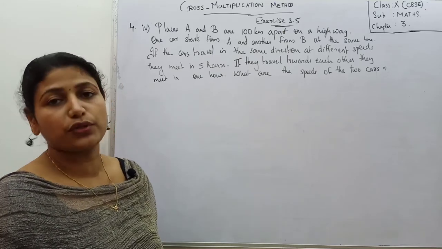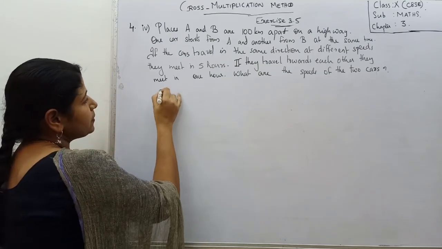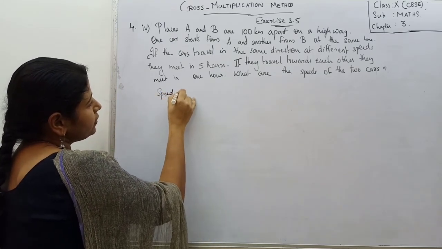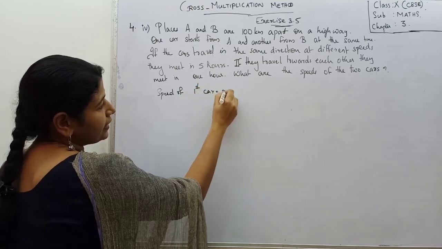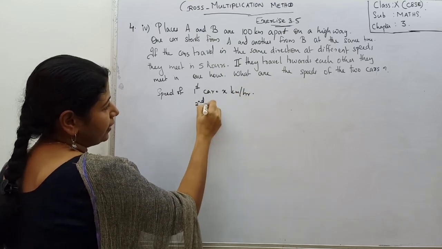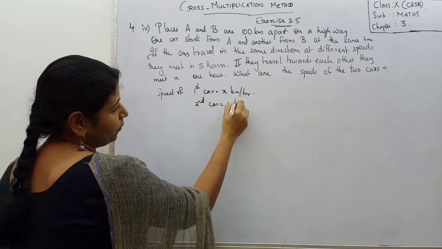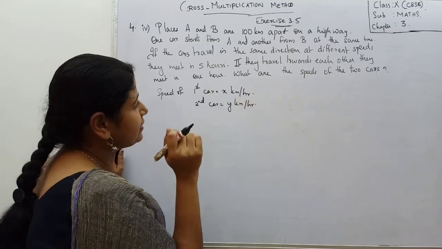What are the speeds of the two cars? We want to find out the speed of two cars. So we can take the speed of the first car as x kilometer per hour, and the second car as y kilometer per hour. So we want to find out the speeds of these two cars, that means x and y.